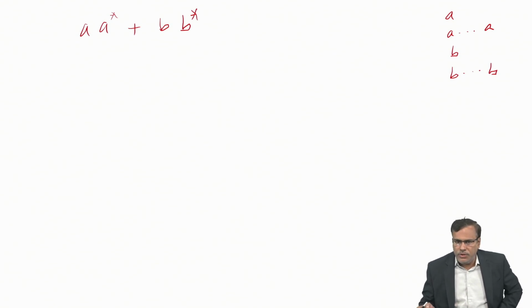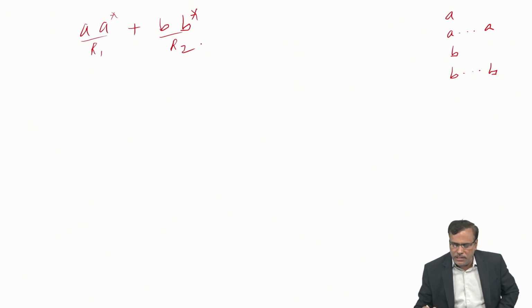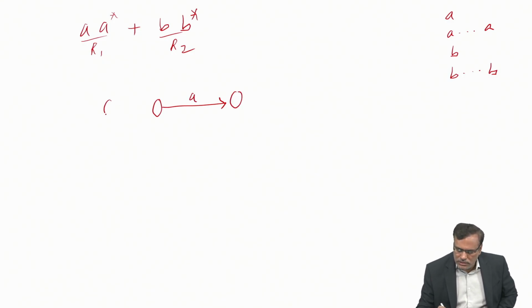So, how do you design this? First, let me take this as R1 and this as R2. First, for the R1 part we can design. Let me do the A star part. For A star, first you are supposed to make a design for A, that is this A. A star means a new start state and a new final state.